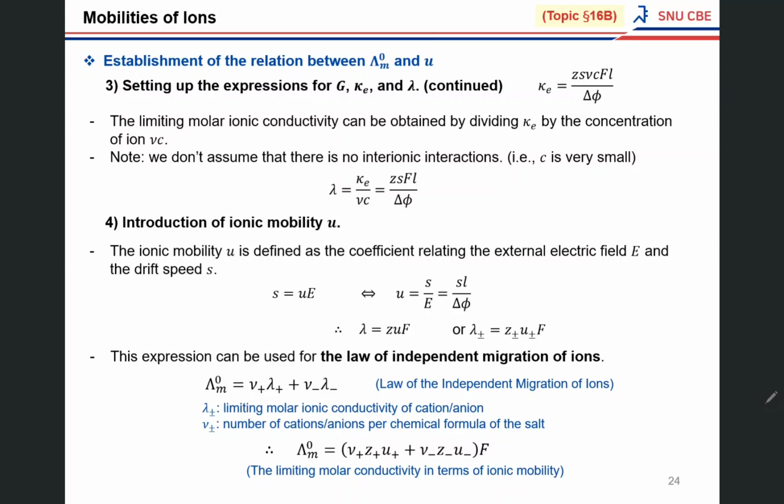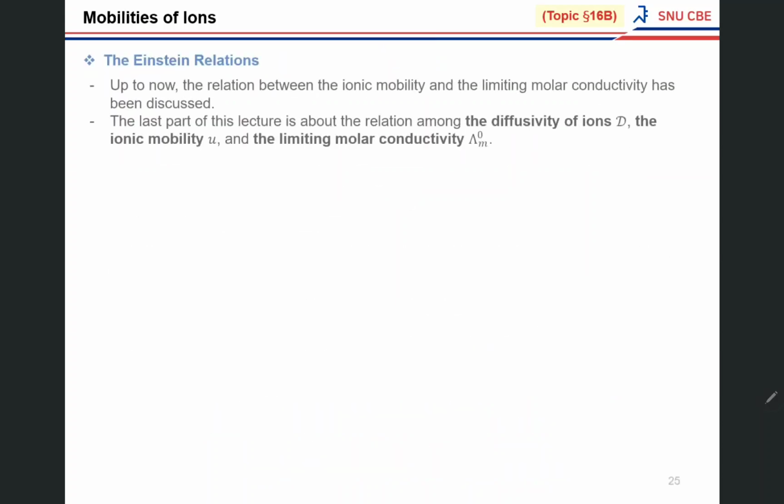Okay, so let's move on to the last topic of today's lecture, which is the Einstein relation. The last part of this lecture is about making a relation between the limiting molar conductivity and the ionic mobility and the diffusivity of the ion.